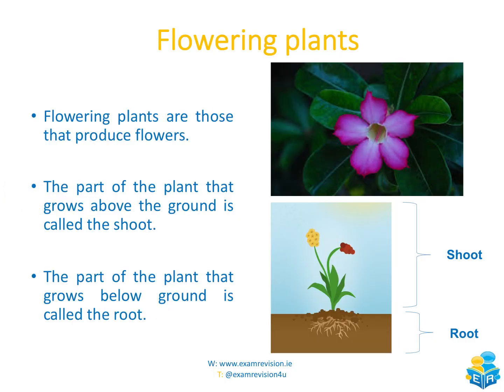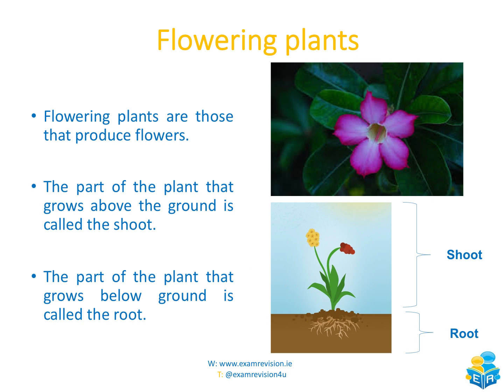Now we're going to start off with photosynthesis, and for that we need to know the structure of flowering plants. So flowering plants are those that produce flowers, and we can see an example of that over here in the diagram. Now, we can split the flowering plant into two separate systems. We have our shoot system and we have our root system.